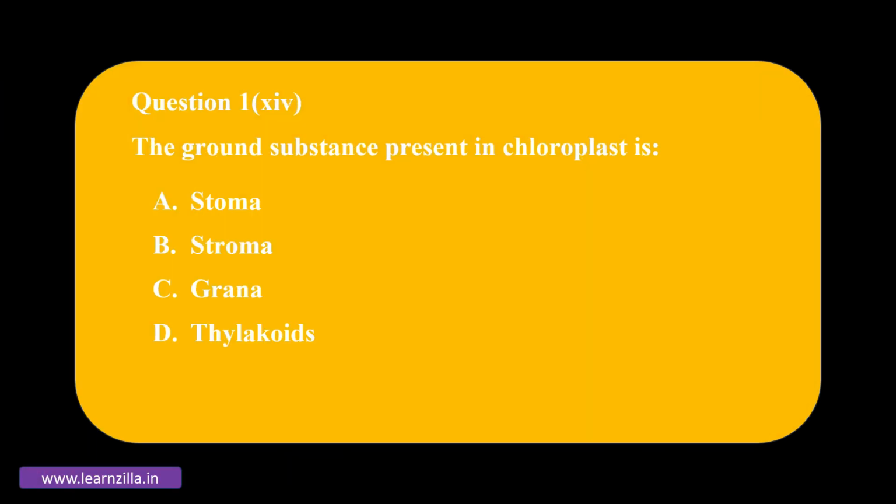The ground substance present in chloroplast is option A stoma, option B stroma, option C grana, option D thylakoids. We know the structure of chloroplast. We have already learnt it. Those who haven't watched the video on the structure of chloroplast, please do watch it once. Stoma is a singular for stomata. Okay, though just one letter is missing, right? Stroma and stoma. Right answer is stroma. Stroma is the ground substance of the chloroplast.